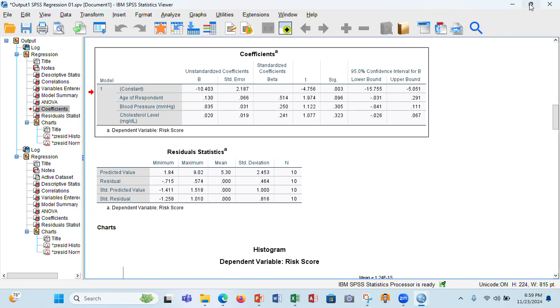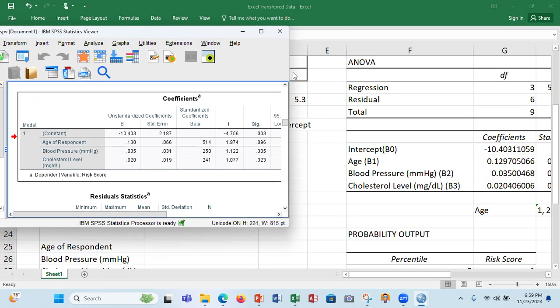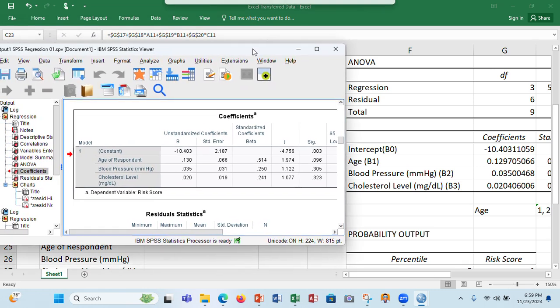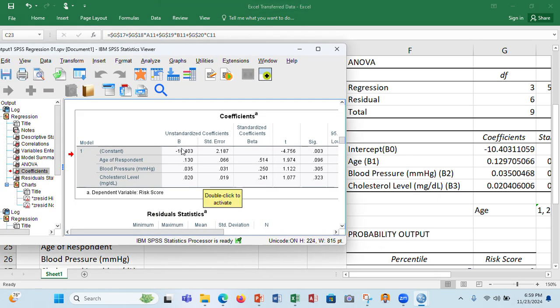You realize that these coefficients are not any different from the coefficients that we got in Excel. We can see that these are unstandardized beta values, which Excel calls coefficients. And then this is age of respondents, 0.129, which rounds to 0.13. Then blood pressure is 0.035, then the decimals. And then cholesterol 0.02.